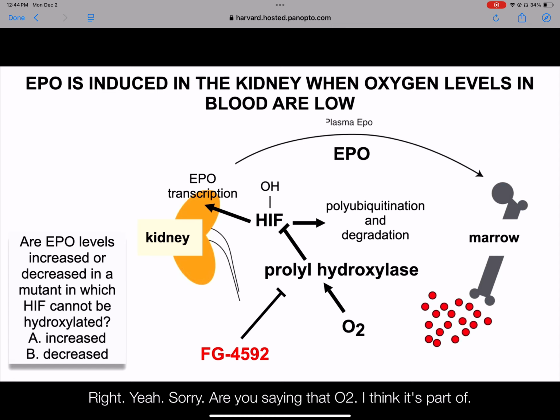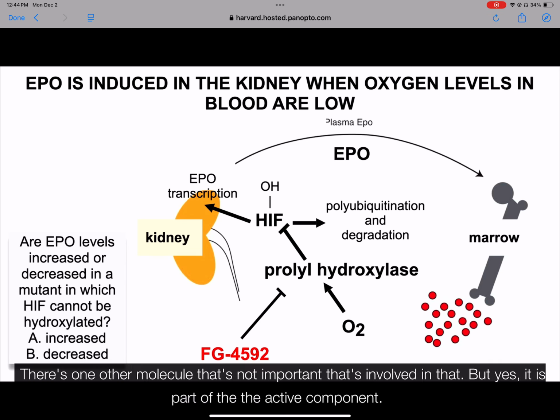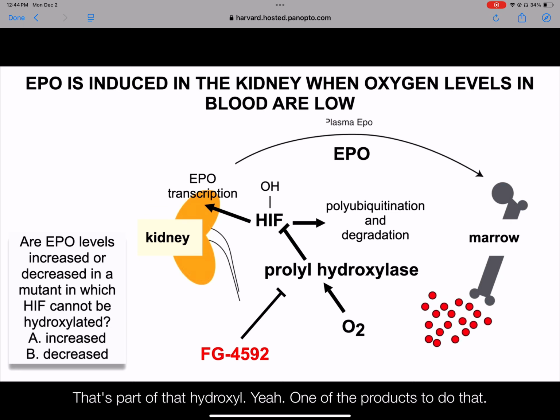Sorry, are you saying that O2 hydroxylates proline? It's part of it, yes. It's not just that proline and O2 come together and now it's hydroxylated. There's one other molecule that's not important that's involved, but yes, O2 is part of the active compound in that hydroxylation. Yeah, one of the products is CH3 that. Okay. So that was a really good question.